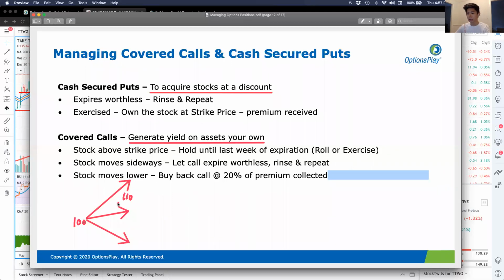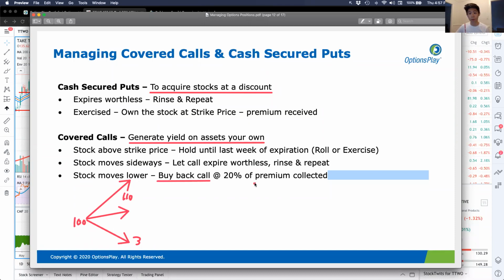Now, in the second scenario where the stock moves sideways, this is really your best case scenario. This is really where you want to let the call expire worthless and you want to rinse and repeat. And in the last scenario, where the stock moves significantly lower, this is really the only time where, in my opinion, it makes sense to do something early, well before expiration. And that's when you want to buy back the call that you've sold.